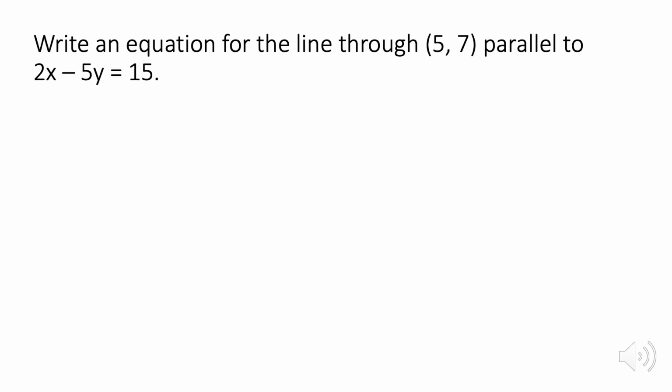Okay, now on the next example, we're asked to write the equation of the line through (5, 7) that is parallel to 2x minus 5y equals 15. So when we say parallel, that means their slopes are equal. So we need to find the equation of the line passing through this point, which is parallel to this line 2x minus 5y equals 15. So we need to find the slope using the equation of the line 2x minus 5y equals 15.